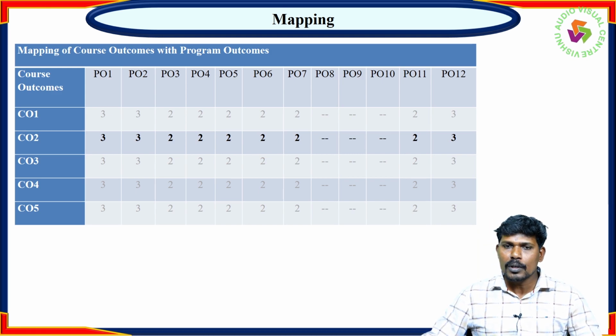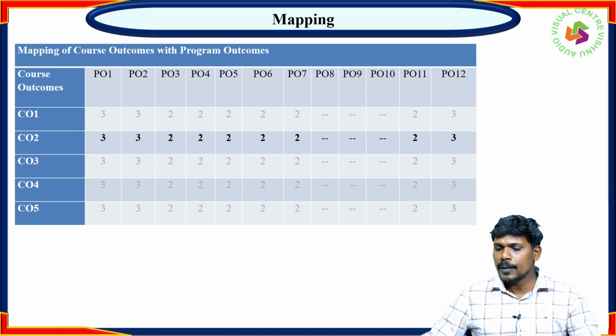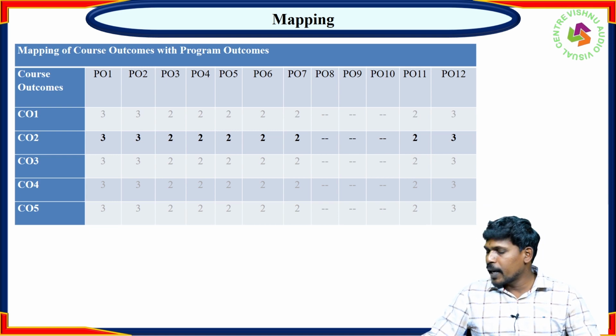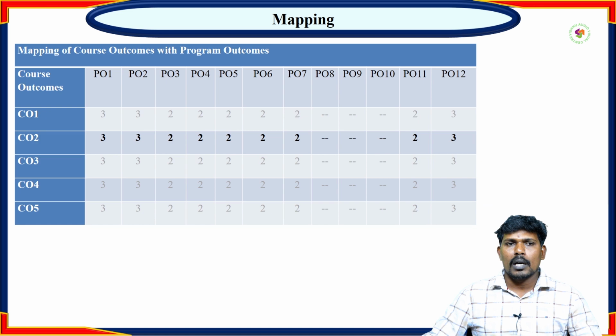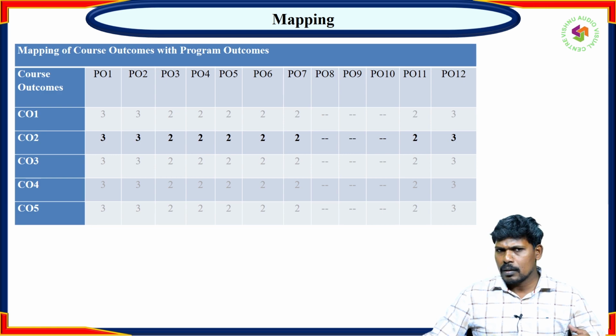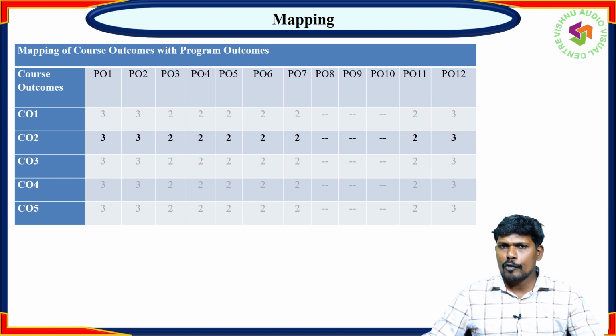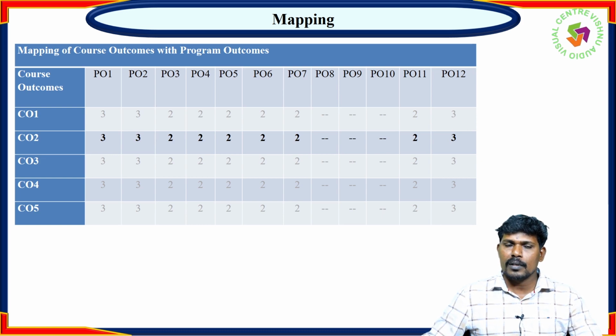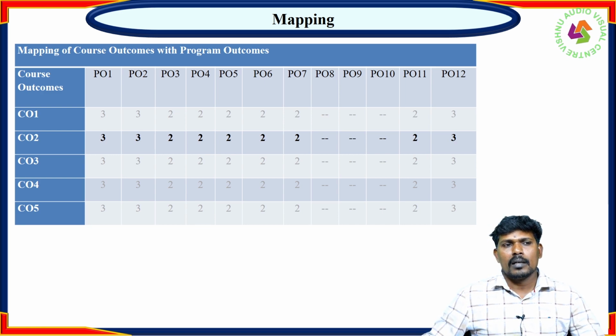Directly, this second unit won't contribute to PO8, PO9 and PO10. PO11 is project management and finance, so from the design perspective, how to act as a project manager with finance. And PO12 is lifelong learning. Three points are given for this, which means this unit will help you throughout your life, applying this knowledge to real problems, industrial problems or any social related problems.